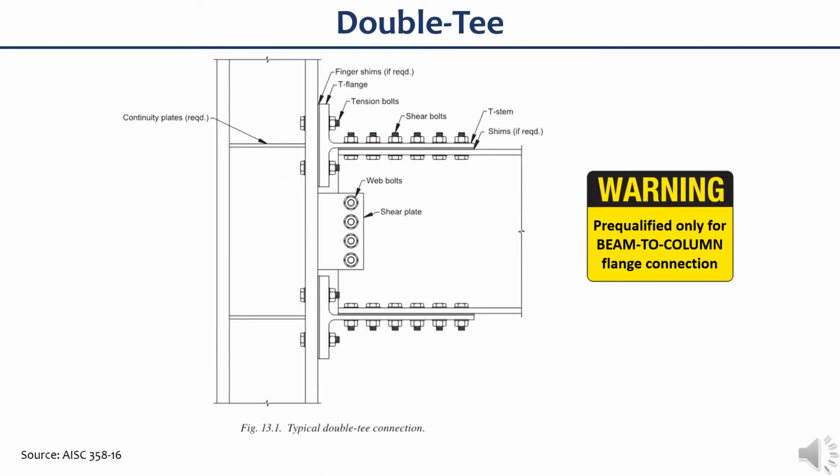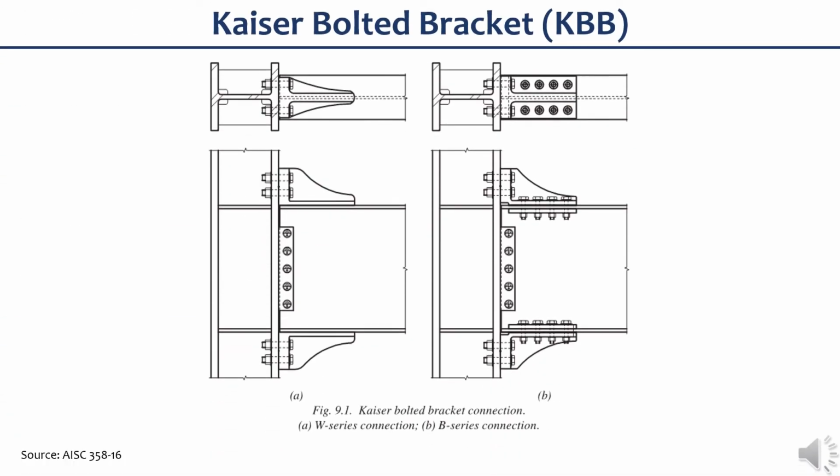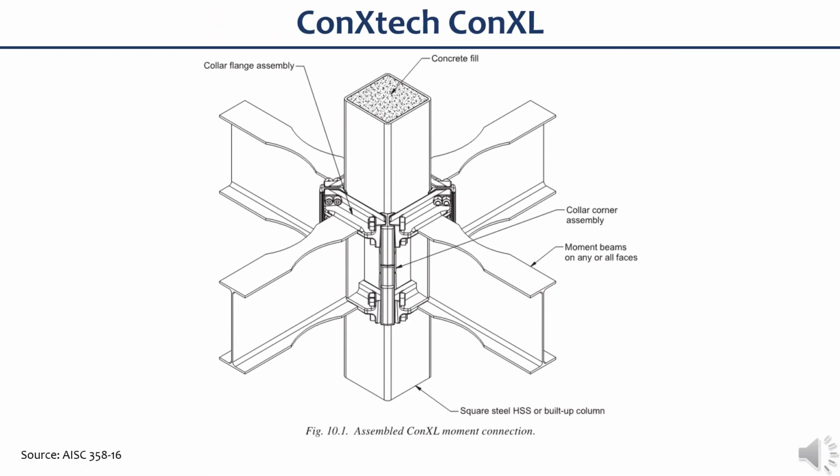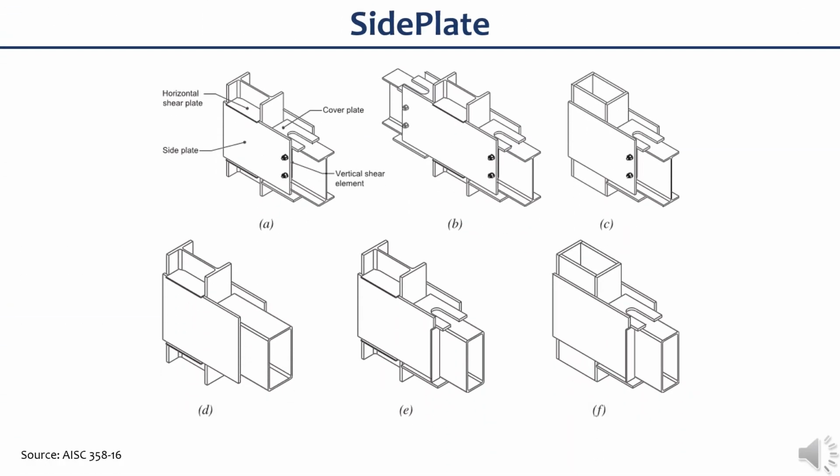This one is the double T connection with the same warning. Again, this is for beams connected to the column flange. This is one of the proprietary connections called the Kaiser bolted bracket, or KBB. Another proprietary connection is called the ConXTech ConXL. This is a very common proprietary connection in California.